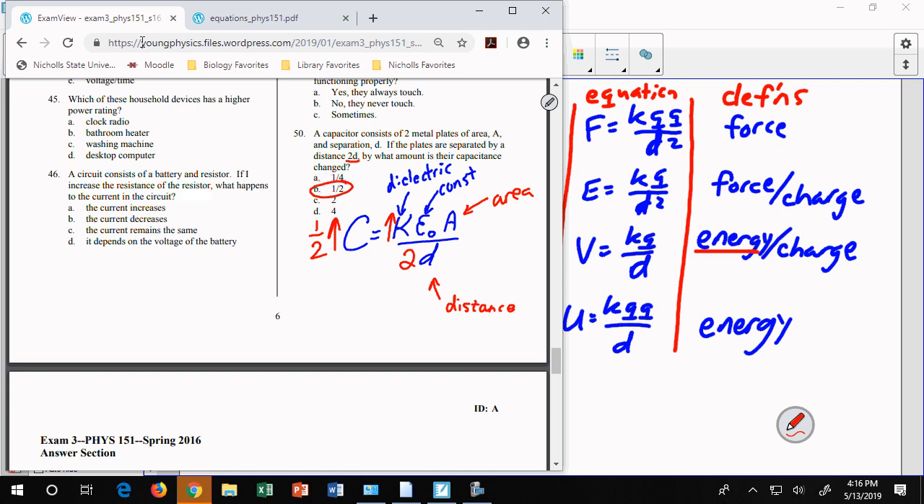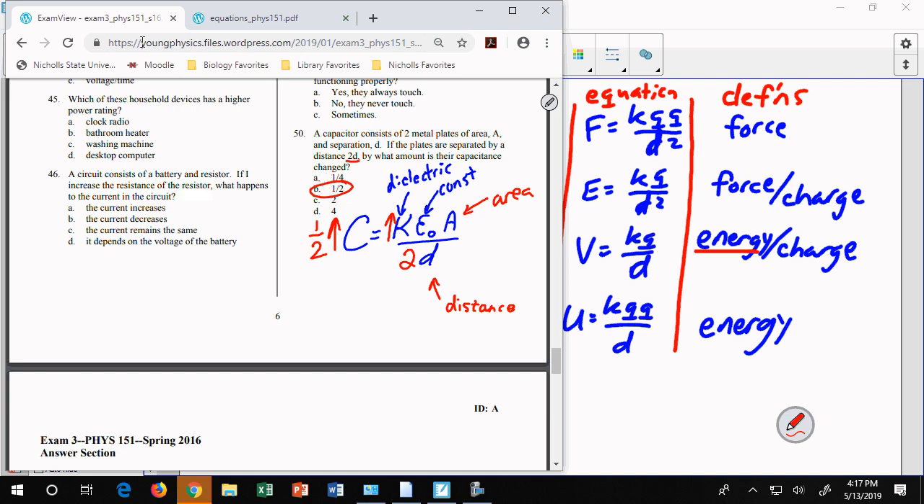The area is easy to think about because the capacitor is like a bowl for charge, right? If I make the bowl bigger, I can get more popcorn in it. The distance is a little bit easy because if I separate the plates, that spreads out the energy more, and they just can't hold as many charges. The dielectric is a little more complicated. But mathematically, if I add a dielectric, then this is going to go up.